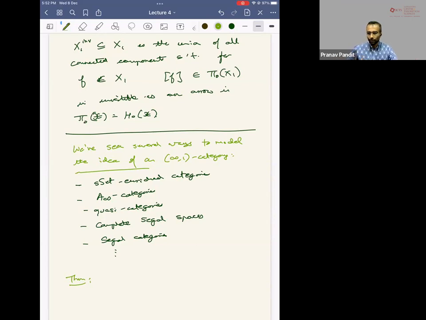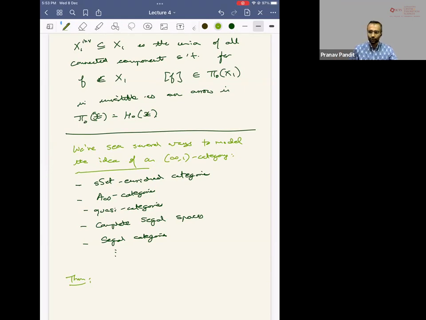So you have to ask, what do infinity categories themselves form? And they themselves form an infinity category. In fact, they form something called an infinity 2 category, but in particular, they form an infinity 1 category. And so you want to say that all of these are equivalent. So the infinity category of S-set enriched categories is equivalent to the infinity category of A infinity categories, is equivalent to the infinity category of quasi categories, and so on.